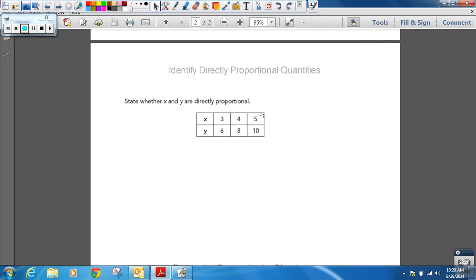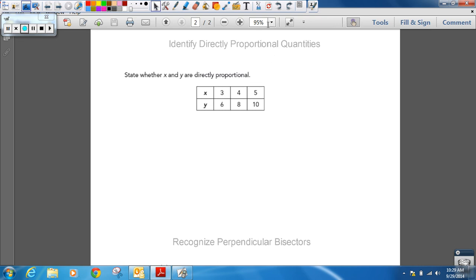Our next type of problem asks you to identify directly proportional quantities. In order to do that, you write the ratio of y over x. On this first one, y is 6, x is 3. That reduces to 2. On the second one, y is 8, x is 4. That also reduces to 2. And our last one is 10 over 5, which also reduces to 2. Since all of them reduce to the exact same ratio, that means in this case that x and y are directly proportional.